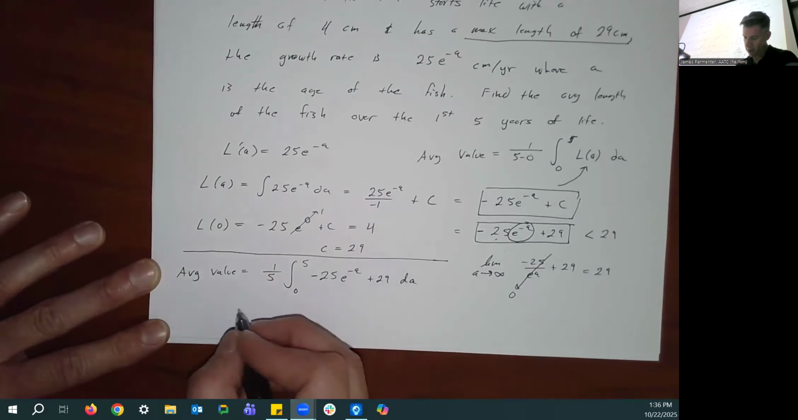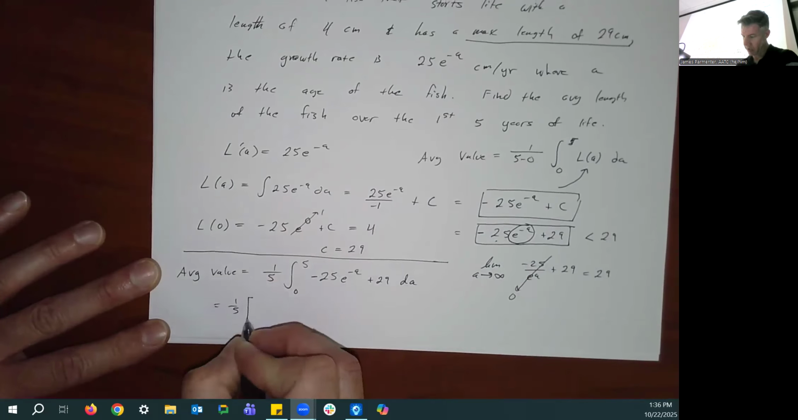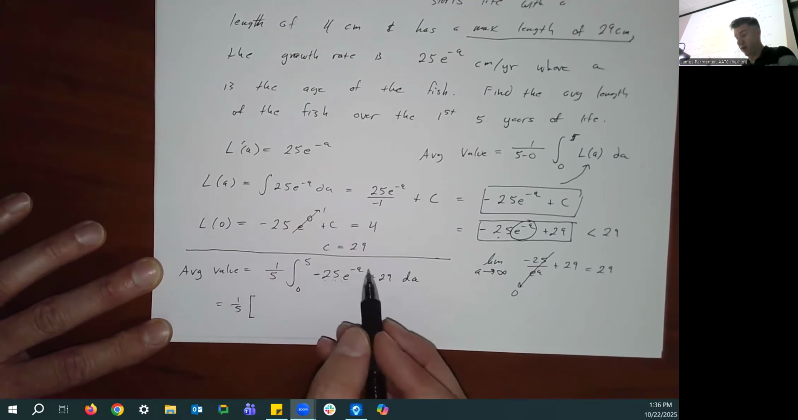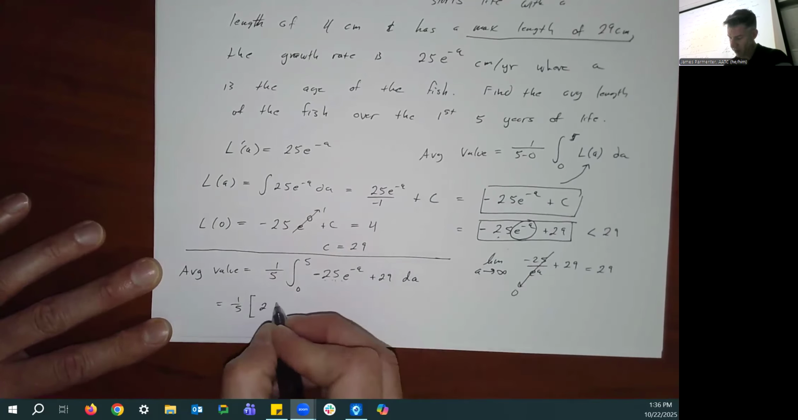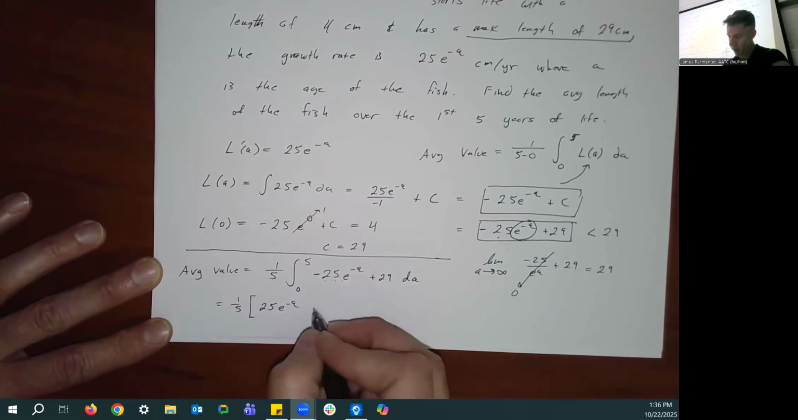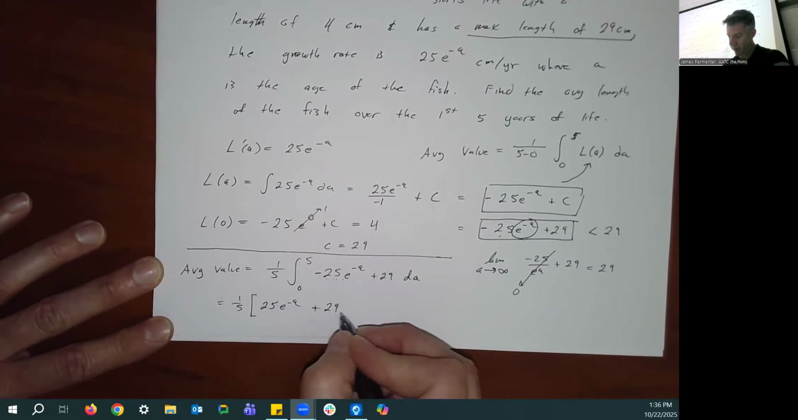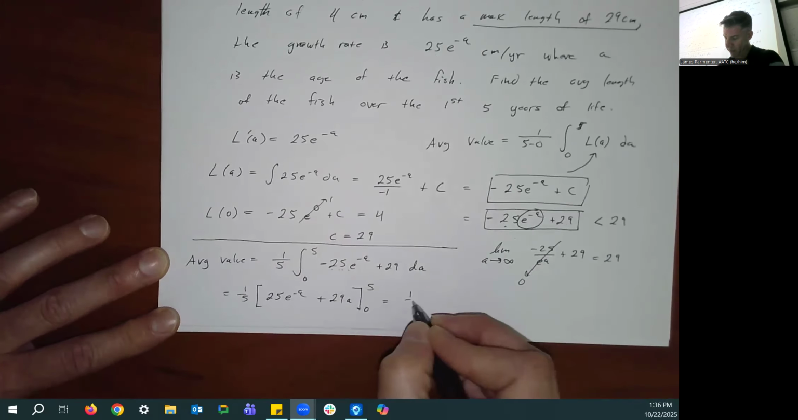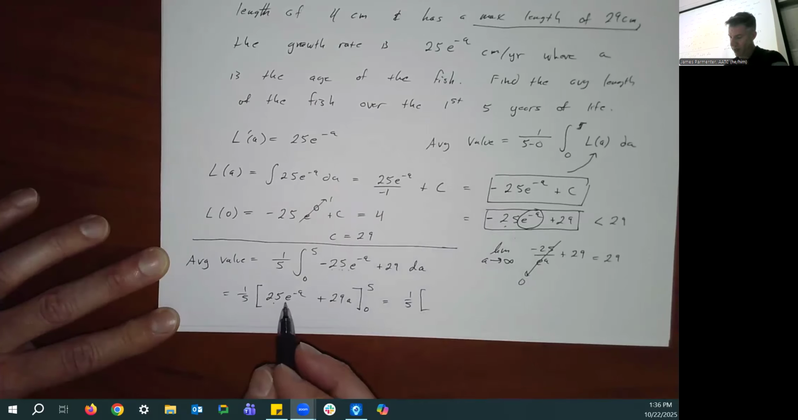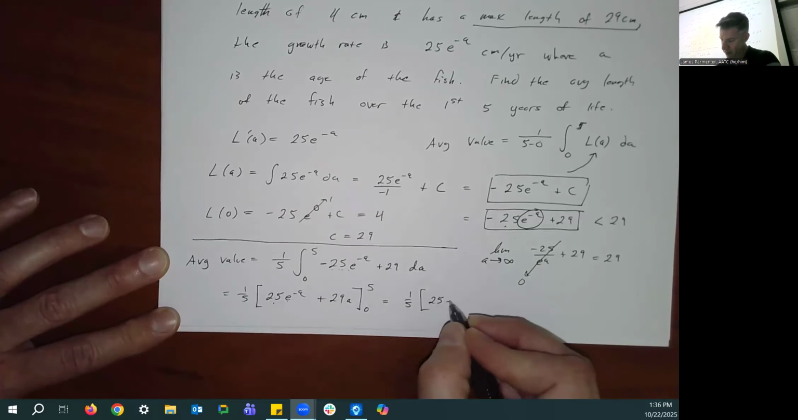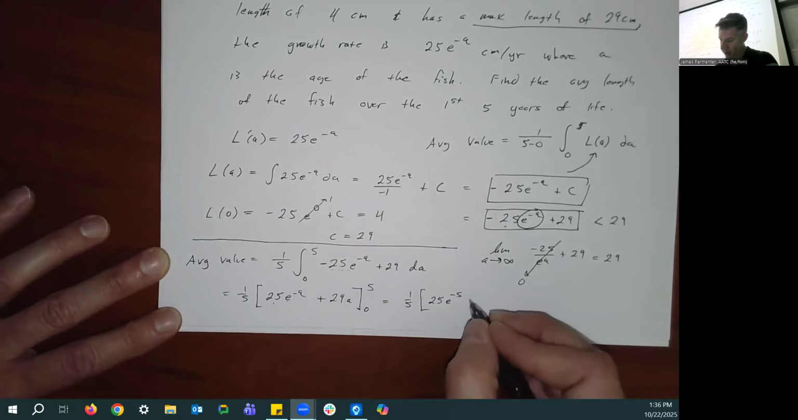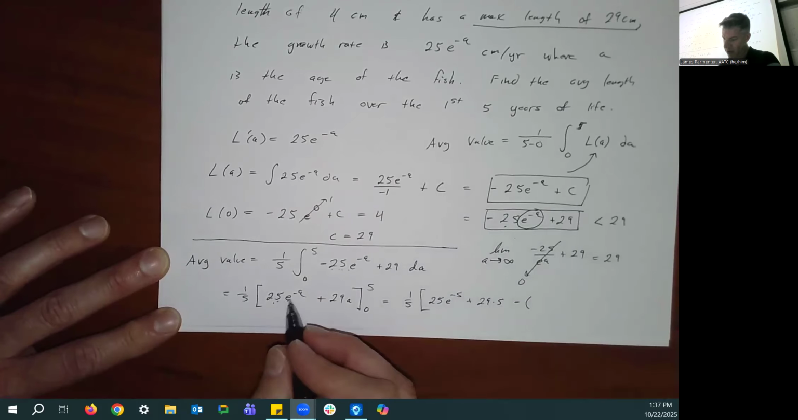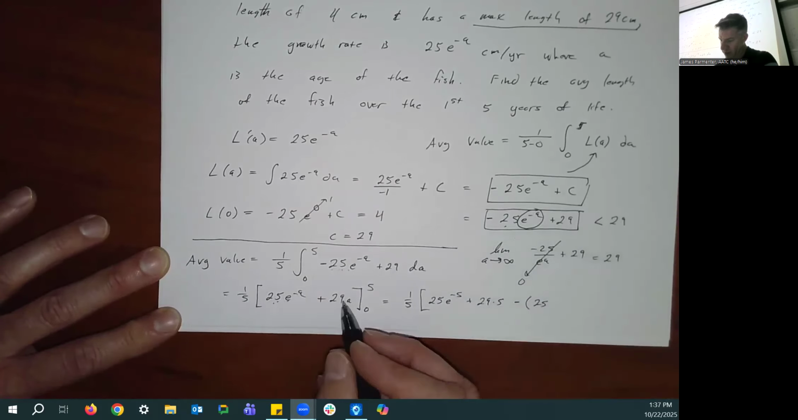We're going to get 1/5 times, let's see, the integral of negative 25 e to the negative a is negative 25 e to the negative a divided by negative 1, or let's just say positive 25 e to the negative a. Plus the integral of a constant is the constant times the variable, evaluated from 0 to 5. Plugging in, we get 1/5 times 25e to the negative 5th plus 29 times 5, minus 25 times e to the 0, which is just 25, plus 29 times 0, which is just 0.